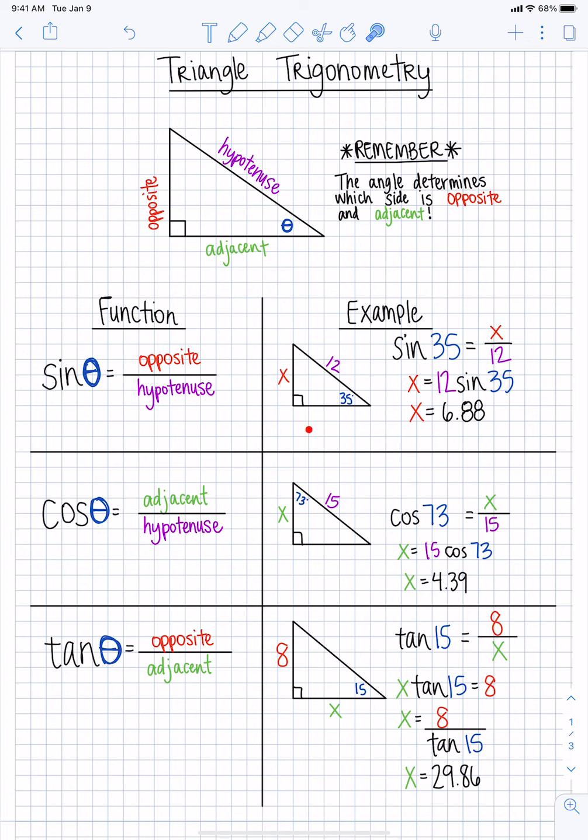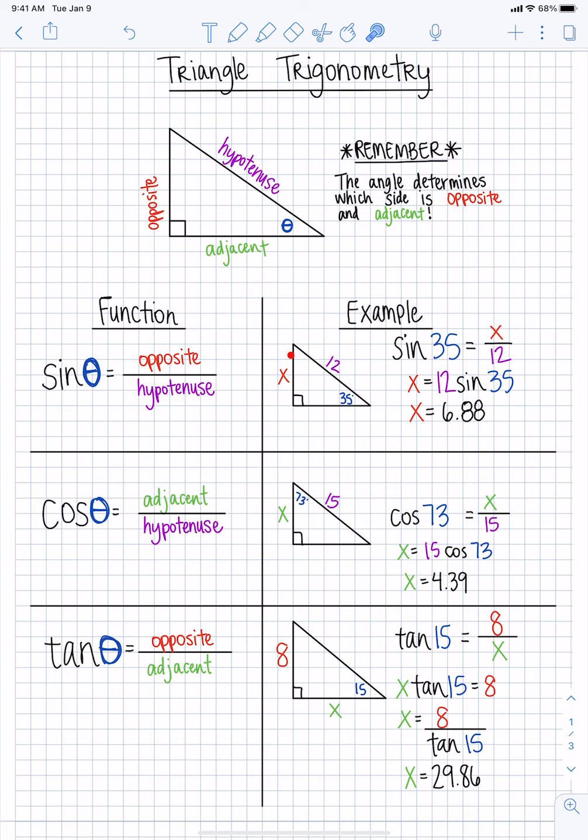So if we look at a quick example, on this triangle we have a 35-degree angle. We don't know the opposite side length, and we know the hypotenuse is 12. So we could use the sine of 35 is equal to x, our unknown side length, over 12, the length of our hypotenuse. If we multiply both sides by 12, we'll get x equals 12 times the sine of 35. If we use that calculator on Desmos, you should get a number that looks like 6.88 for this side length over here.